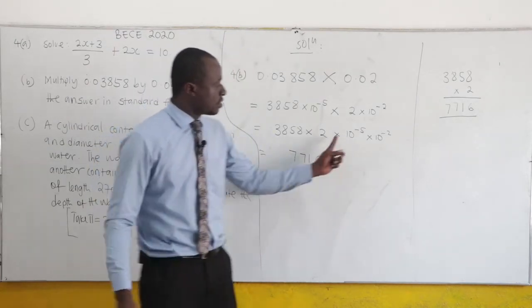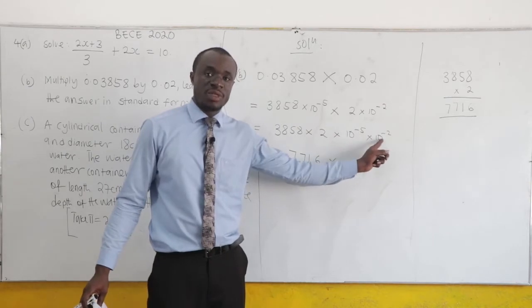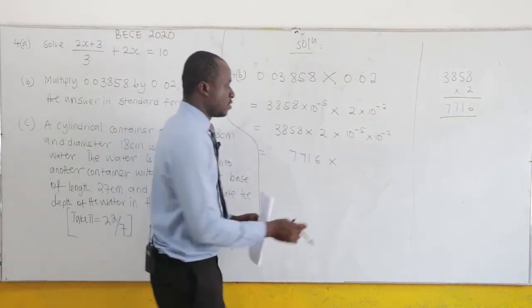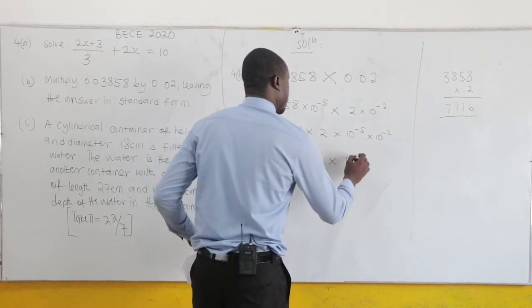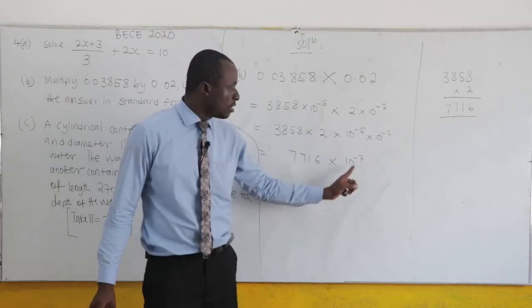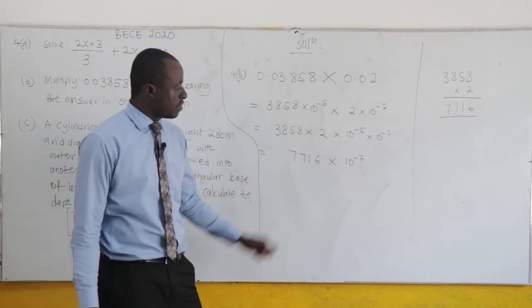Now, when the bases are the same and we are multiplying, we add the exponents. Hence, it will be what? This will be 10 to the power negative 7. Why negative 7? Negative 5 minus 2 is giving us negative 7. So that's what we have.